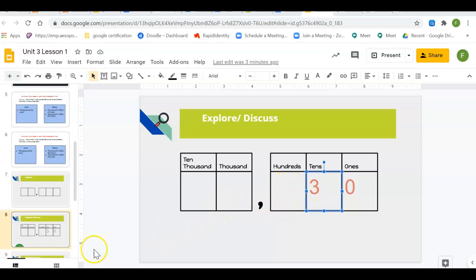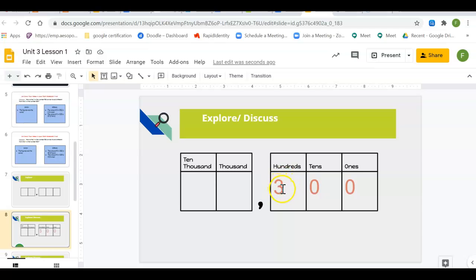So now I've taken the 3 and I've moved it over one place value to the left. So I've moved it from the tens to the hundreds place. And I have placed zeros in the tens place, and I've got 1 in the ones. So now what's the value of the 3? Now if you said that the value of the 3 at this point is 300, you would be correct.